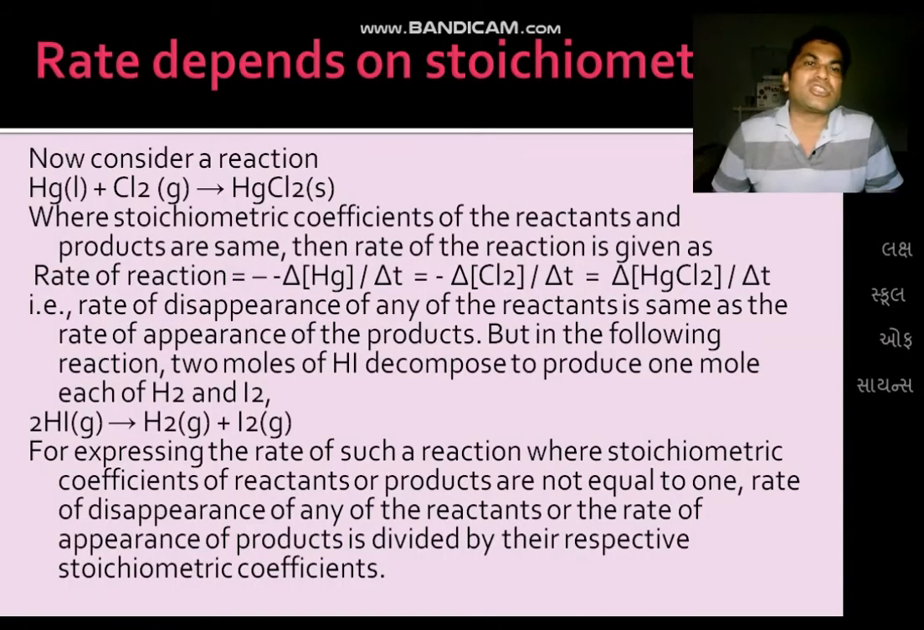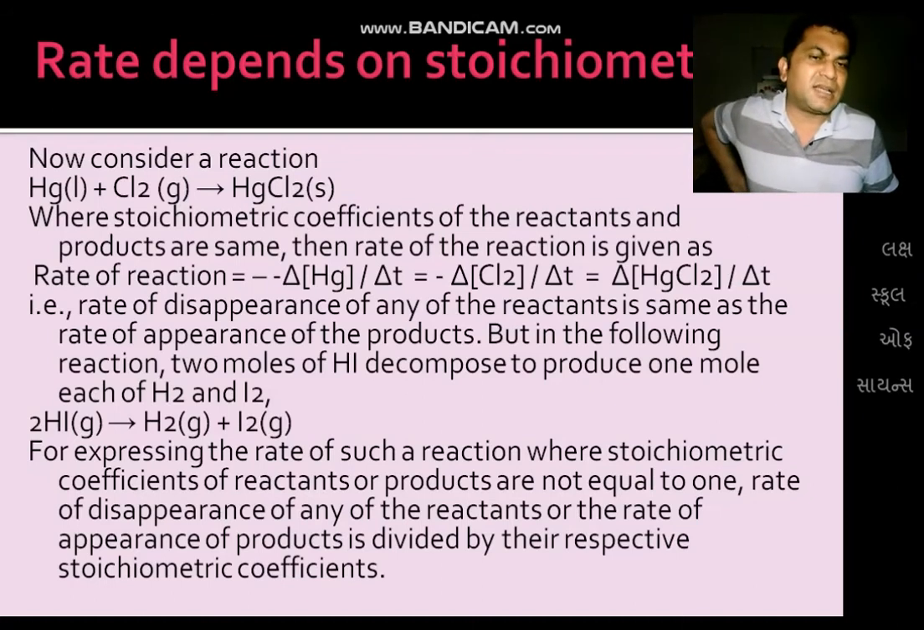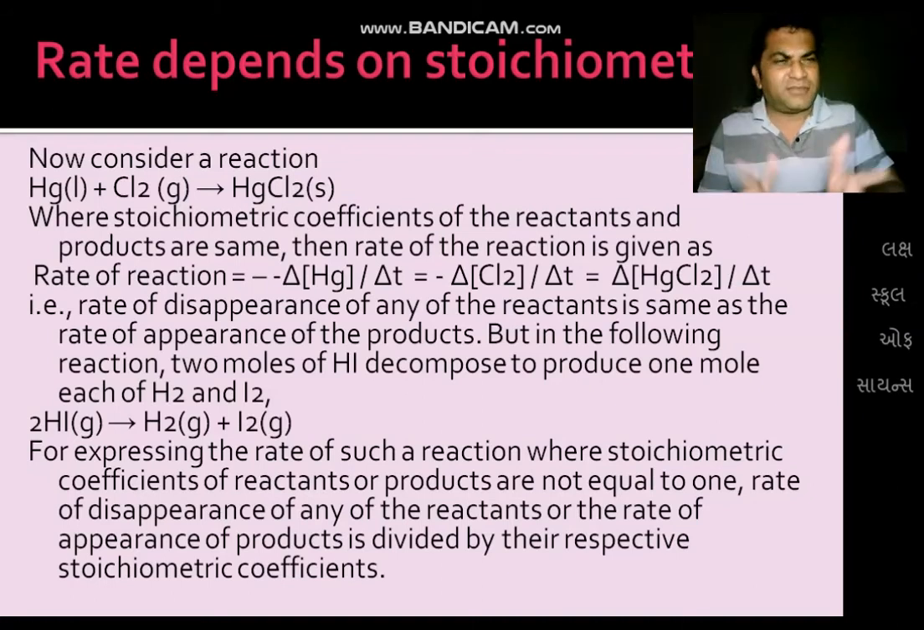Rate depends on the stoichiometry. So how does the rate depend on the stoichiometry? Now we are going to study that. For the reaction with Cl2 giving HgCl2, where the stoichiometric coefficients of the reactants and products are the same, the rate of reaction is given as minus delta of the first reactant by delta t, which equals minus delta of Cl2 by delta t. So this is very simple.